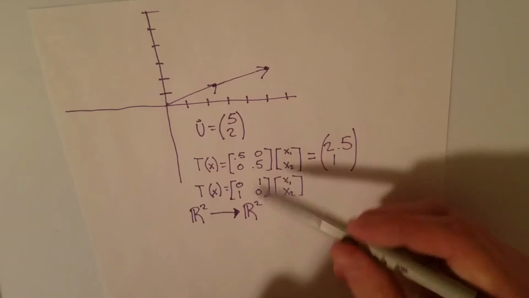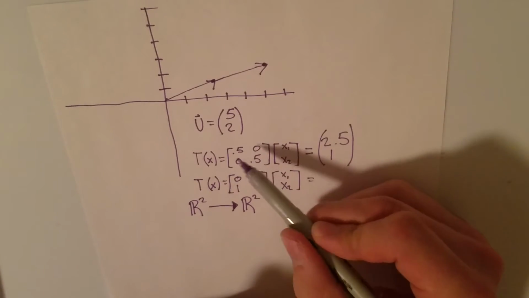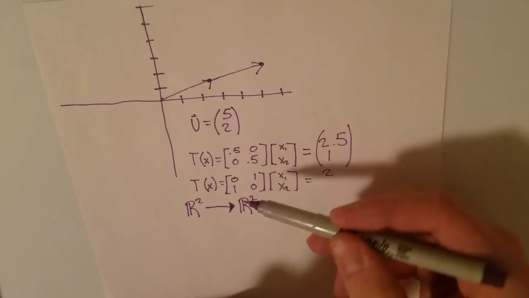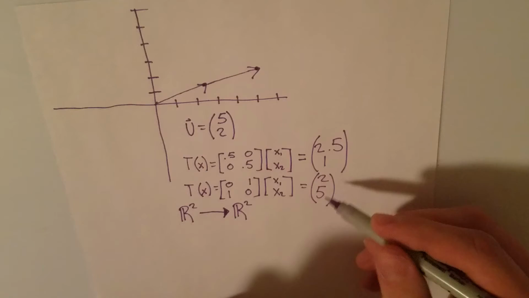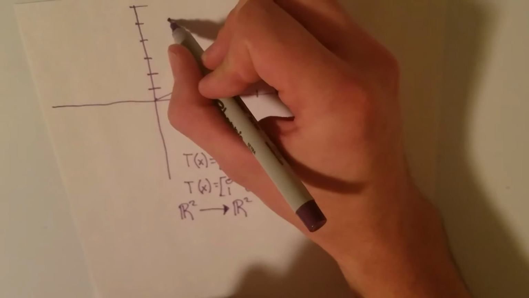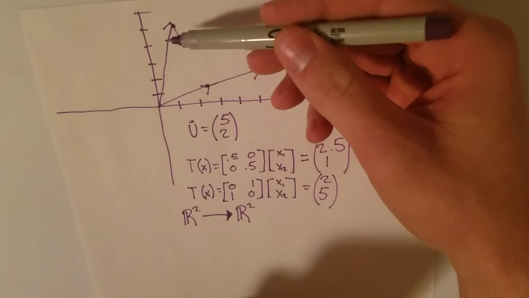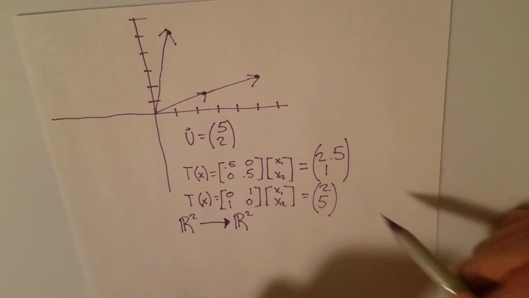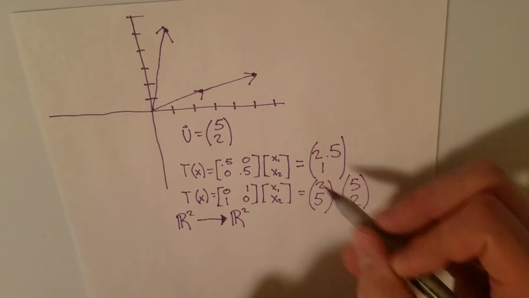The next transformation is right here. And so if you plug in u to this, you'll get 5 times 0 plus 2 times 1, which is 2. And then 5 times 1 plus 2 times 0, which is 5. And if you plot this one, it'll be 2 up 5. 1, 2, 3, 4, 5. Now this vector is just the opposite of this one. It just switches x1 and x2 from u. So instead of being 2 over 5, u was 5 over 2. So they're just opposites like that.